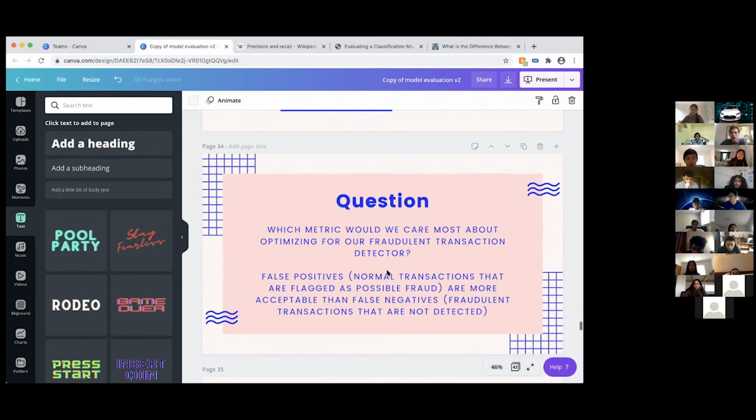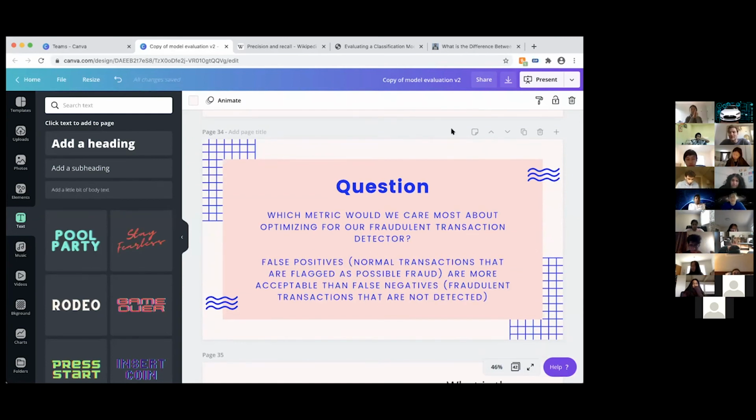So here's a question. Which metric would we most care about for optimizing our fraudulent transaction detector? So would precision be more important or would recall be more important? Keeping in mind that false positives, like the normal transactions that are flagged as possible fraud, are more acceptable than false negatives, where fraudulent transactions are not detected. Yes, the correct answer in this case would be recall. And let's talk about why that would be.